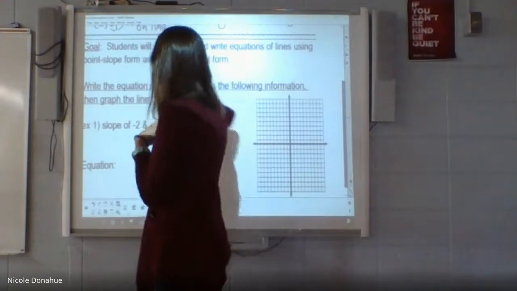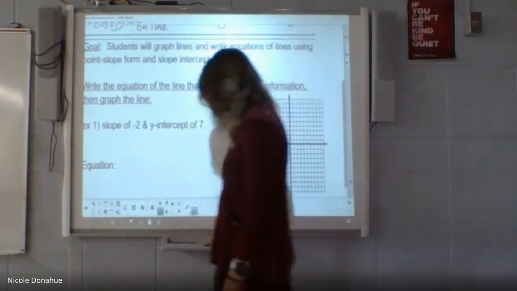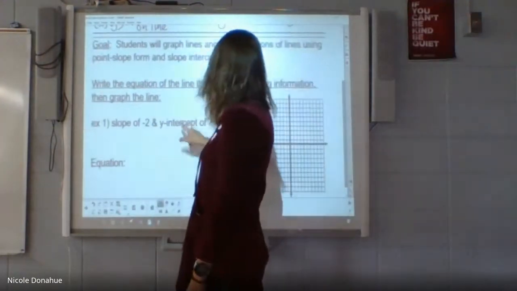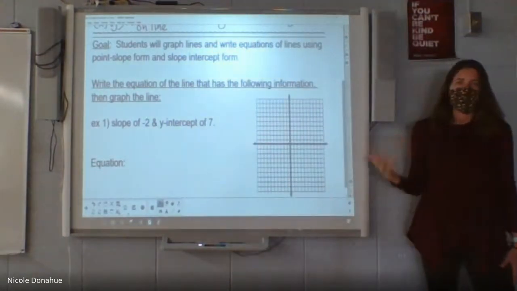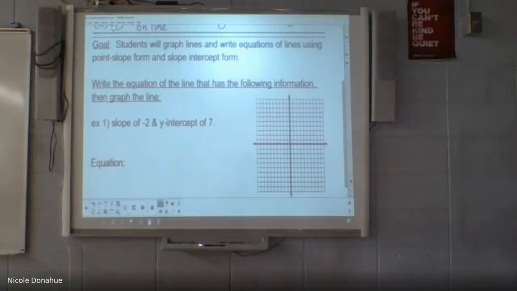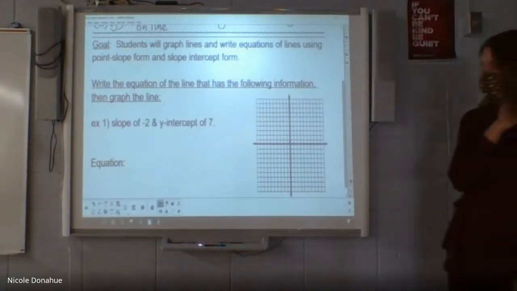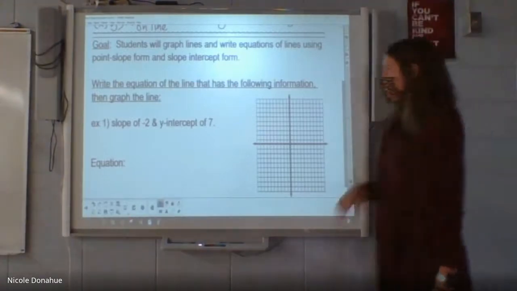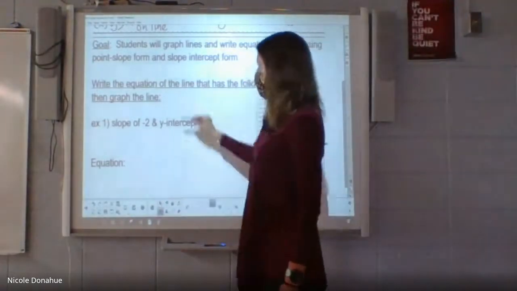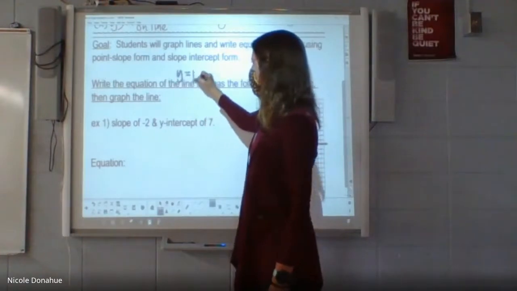So they want us to write the equation of the line that has the following information. And then we're going to graph it too, just because it's probably good practice to remind us how to graph. So they tell us the slope is -2 and the y-intercept is 7. Now, when they say the equation of the line, that means they want y equals mx plus b.